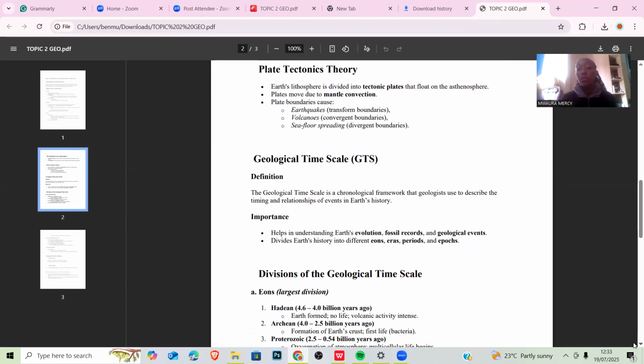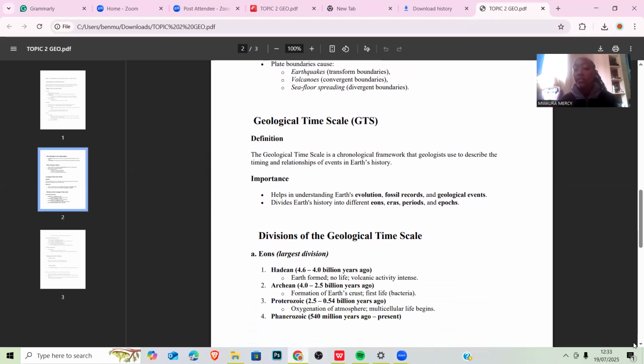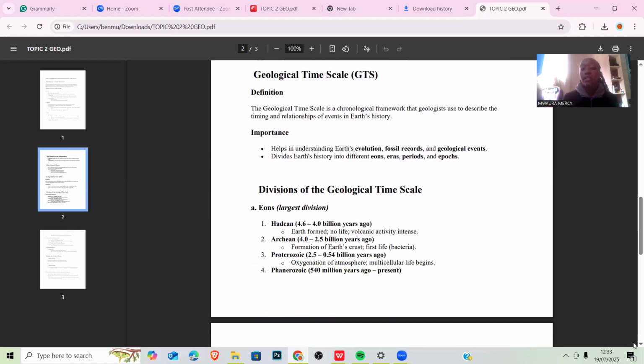We go to the geological timescale. The definition: the geological timescale is a chronological framework that geologists use to describe the timing and relationships of events in the Earth's history. Its importance includes that it helps in understanding the Earth's evolution, fossil records, and geological events. It divides the Earth's history into different eras, periods, and epochs.